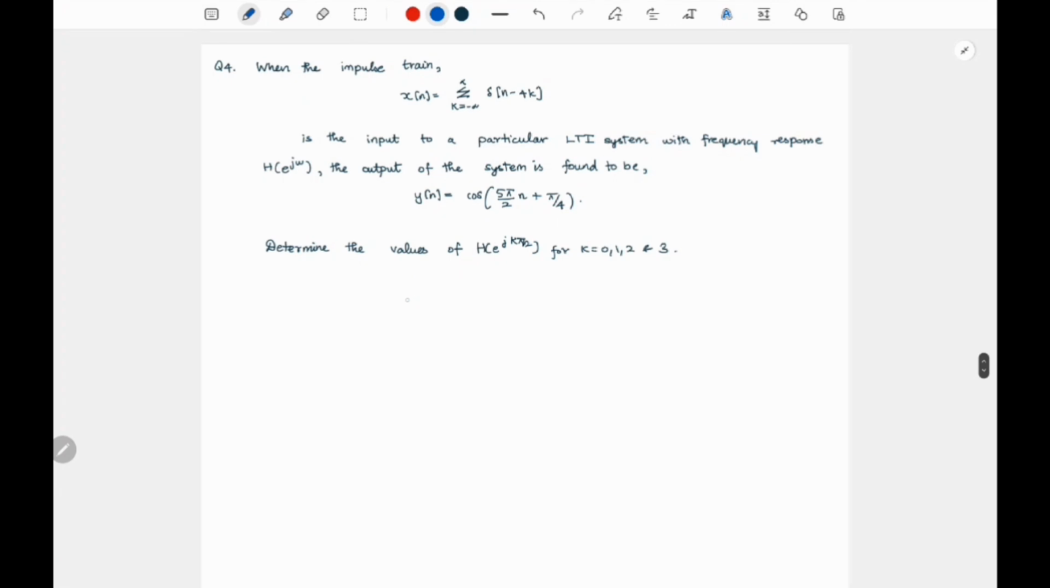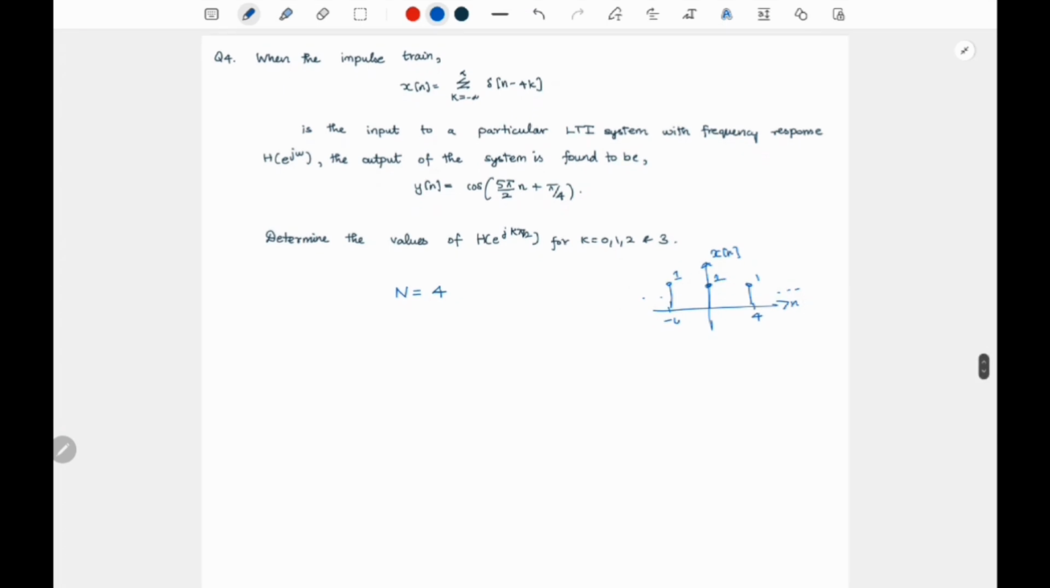So first to notice, the fundamental period is n equal to 4 here, because if this is your x of n and this is n, you will have 1 at 0, and then at 4 and minus 4, and at all multiples of 4 you will have this, right, the impulse train.